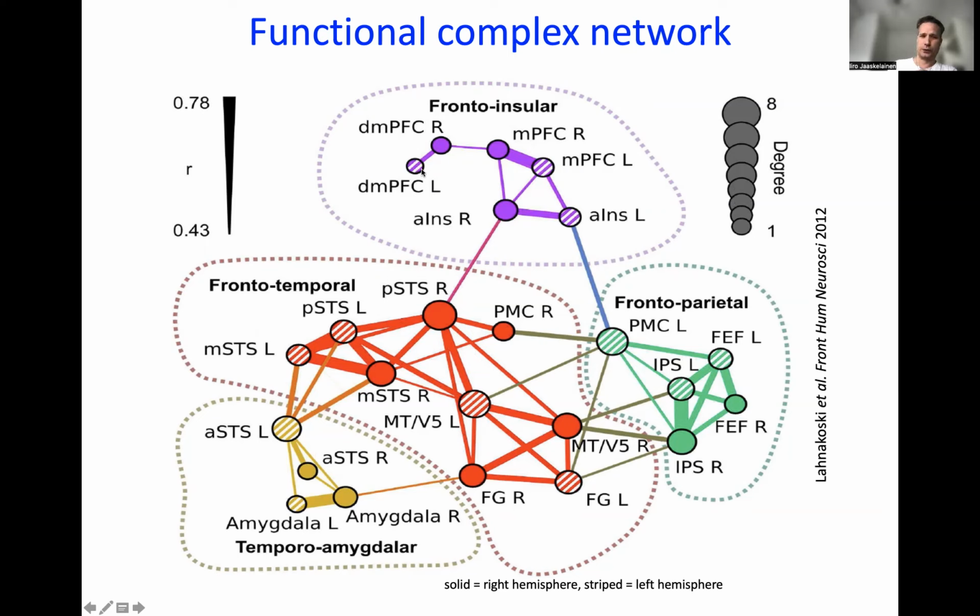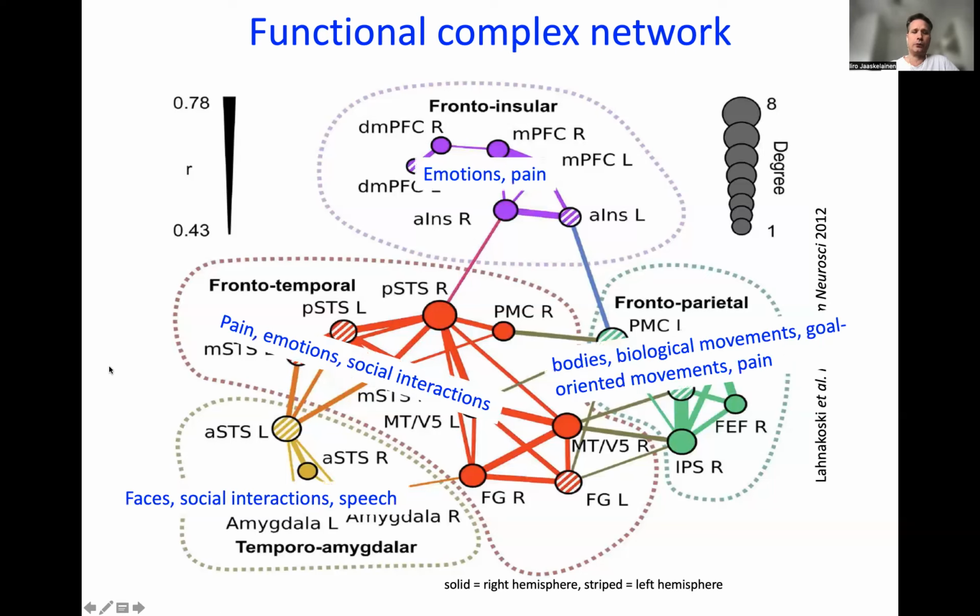For example, this STS in the right and the left. The posterior STS in the right and the left are connected with multiple different other regions. The solid circles here represent the right hemisphere, the striped the left hemisphere, and then we could identify these different subnetworks: frontoinsular, frontotemporal, frontoparietal, and temporoamygdalar subnetworks.